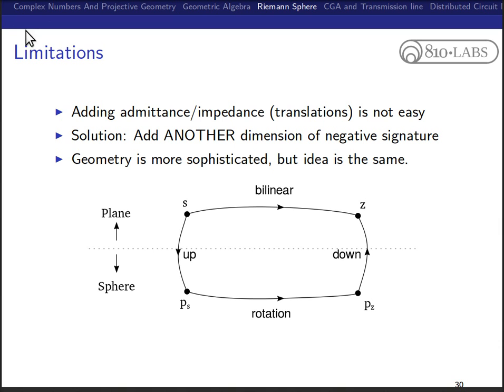So what are the problems? Why don't we just keep using the sphere? The problem is that adding admittance and impedance, which are essentially translations in the impedance or admittance space, is not easy to do on the sphere. You can do it, but it's not easily linearized. So what's the solution? We're going to add another dimension of negative signature, which means the vector squares to a negative number. The geometry gets more sophisticated, but the idea is the same. Instead of going to the sphere, we're going to move up to some four-dimensional space.